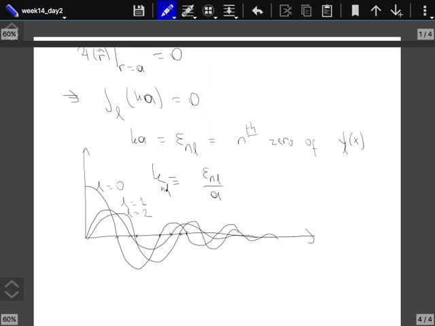Secondly, the energy values depend on the value of L. So for different values of L, the total angular momentum quantum number, the energy values are different, in contrast to, for example, the hydrogen atom. In the case of the hydrogen atom, all the L values for a given N have the same energy. There is degeneracy in L also for a given N quantum number, but not in this case.